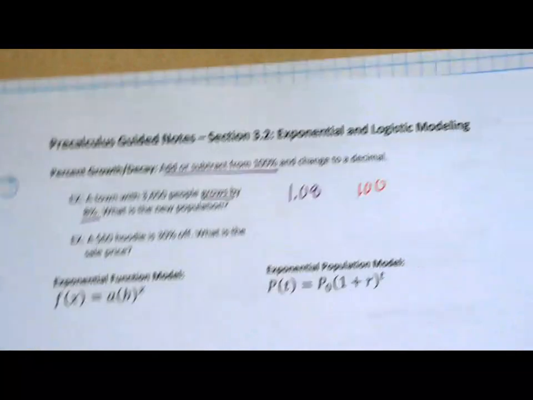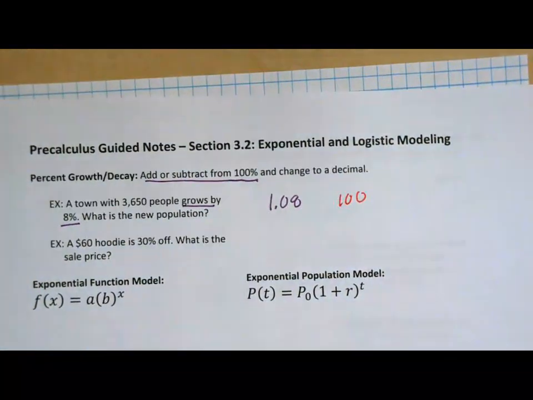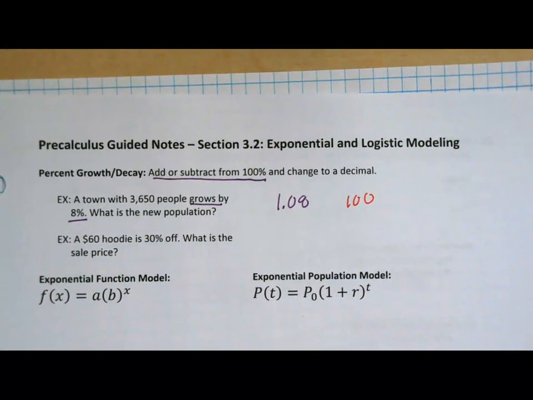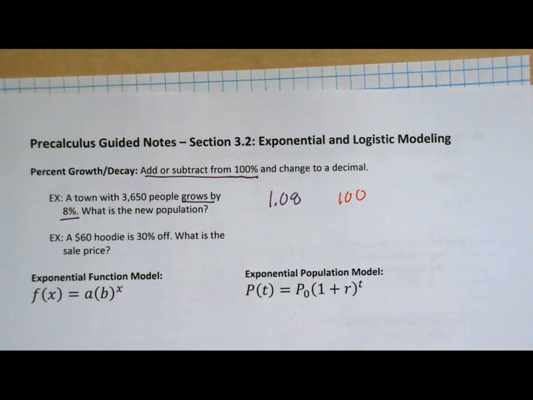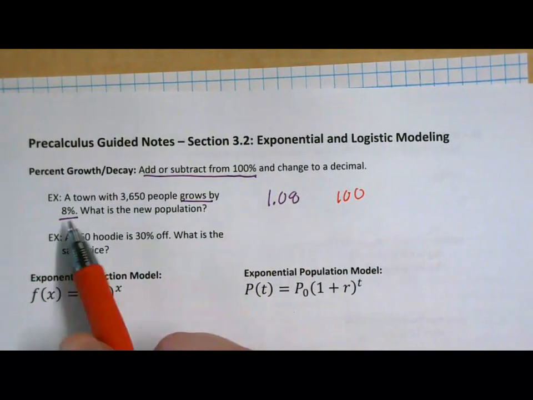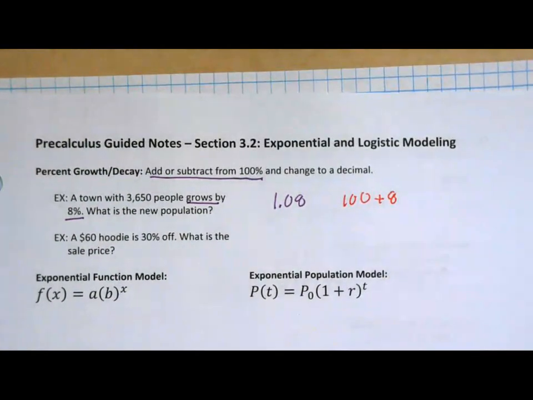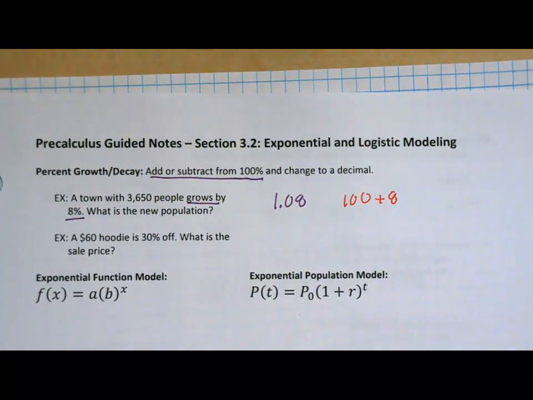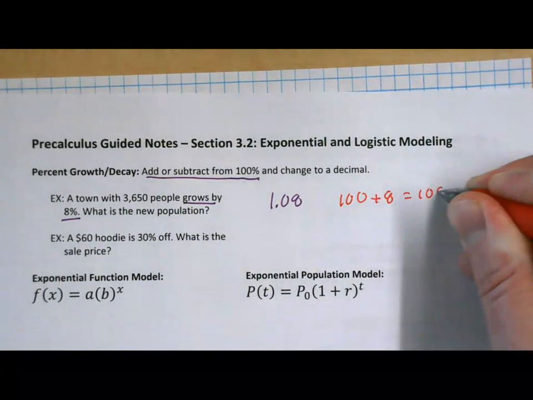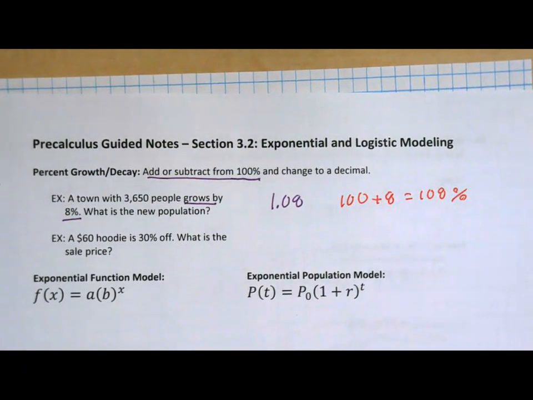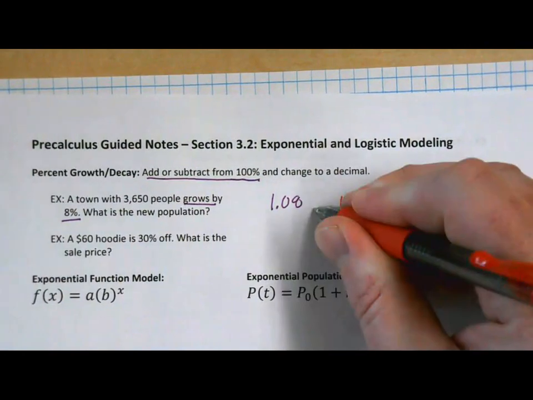All right. When we are talking about exponential growth or percent growth, we always want to start with 100, and depending whether it's growing or decreasing, this one's growing by 8%, we add or subtract from 100. So the idea is you keep 100% of what was there already, and then you either add or subtract whatever percentage it's changing by. So 100 plus 8 is 108%, and then we change that into a decimal, and that's where I got this 1.08 from.